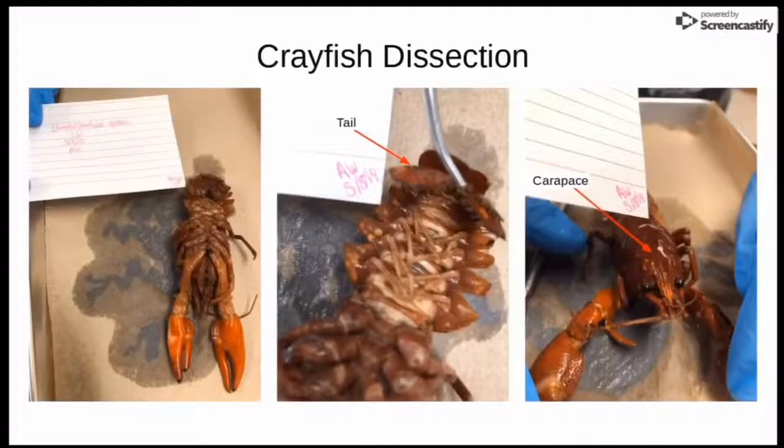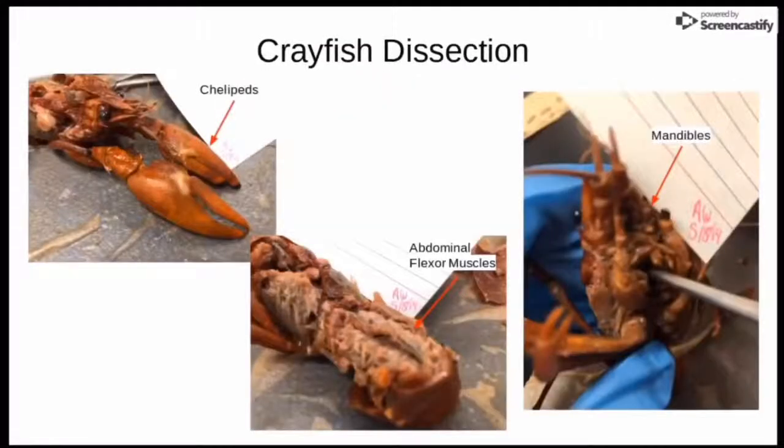This is our crayfish dissection. So in the first picture is just like the overview picture of before we dissected. The middle picture is still before we dissected, but this is a picture of the tail, which allows it fast swimming. And then the third picture, the one all the way to the right, is a picture of the carapace, which is like the hard exoskeleton that protects its muscles.